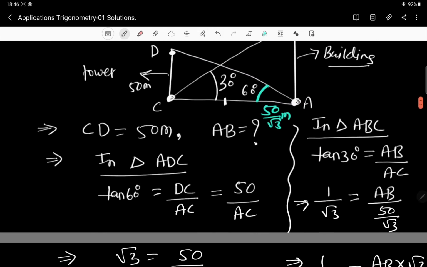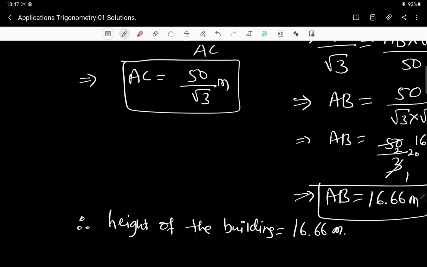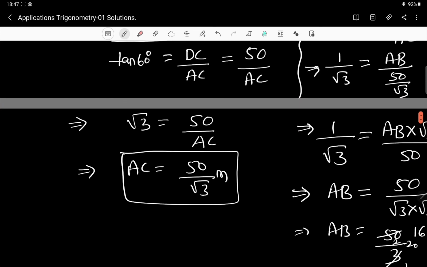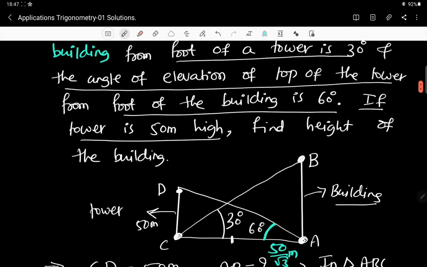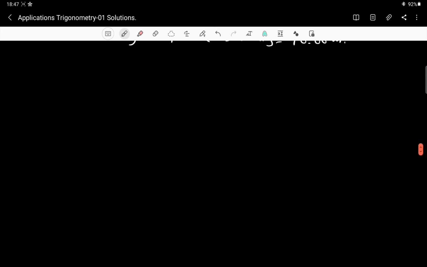So this is the height of what? This is the height of the building. So at last you can write, therefore height of the building is equal to 16.66 meter. I hope you got it. The main thing is that you should be able to draw the diagrams. Whatever diagrams are there, those diagrams are very, very important. Once you have drawn the diagram, afterwards you can apply the logic what you want, then you can find out the values. All right, then moving forward, I hope everybody got it.